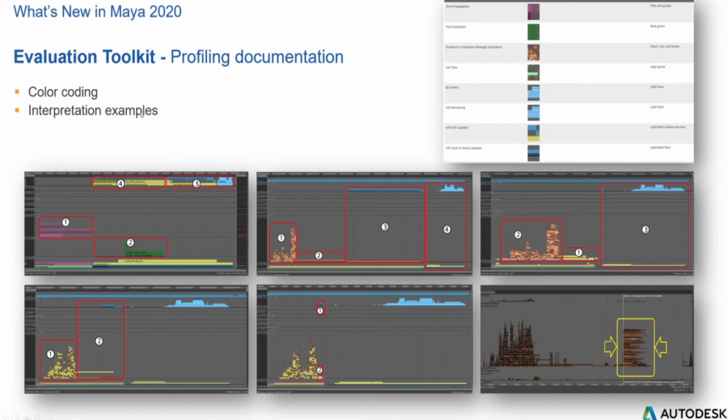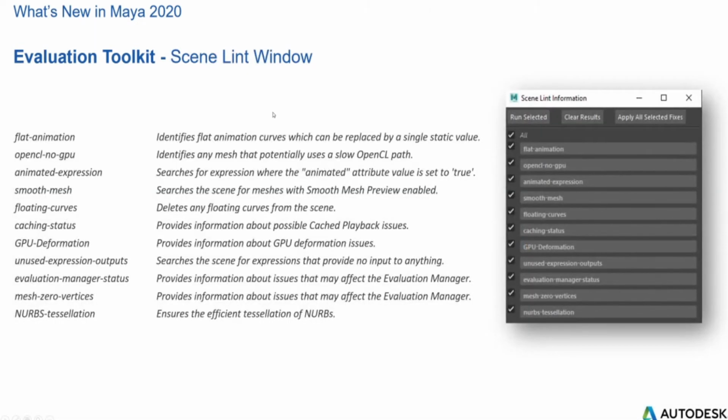Before we do that, let's talk about the evaluation toolkit. In a demo last year, I showed how you can use the evaluation toolkit to find out what takes long in your scene. And this is now properly documented, so you don't have to guess by the length of a bar what it is. It's properly documented, so you have a better idea where to look and how to act on these nodes when your scene is slow.